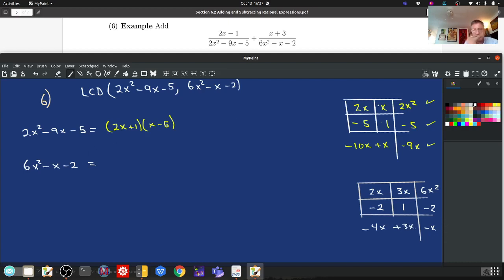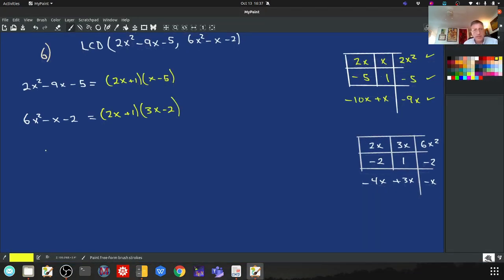So my factorization here is going to be 2x plus 1 times 3x minus 2. So now I'm going to find the LCD.